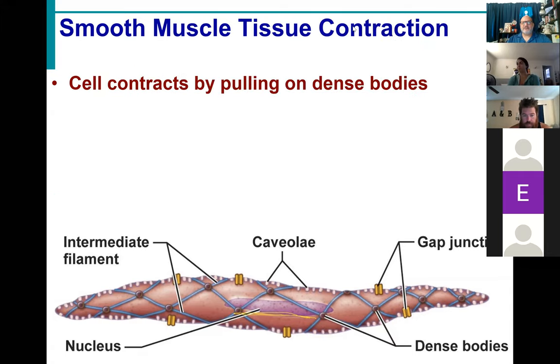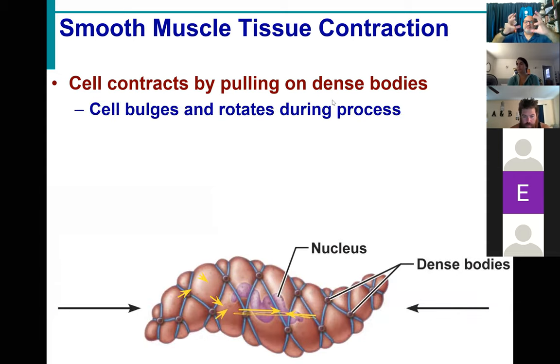When the cell contracts, as I mentioned, our dense body is going to get pulled towards the middle. And as it does, it pulls on its neighbors, which of course then pulls on its neighbors. And so we get this twisting and rotating and bulging of the muscle cell as it contracts.